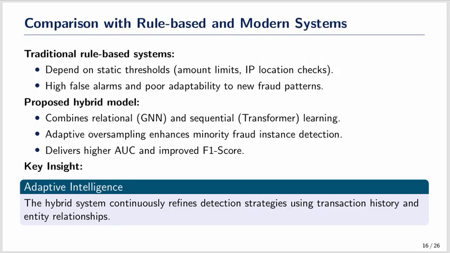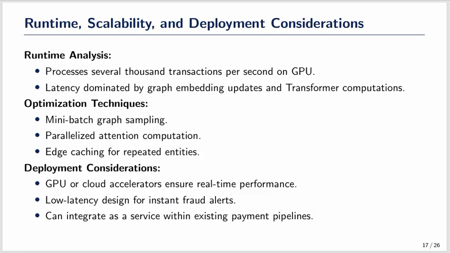The comparison of rule-based and modern systems shows dependence on static thresholds, high false alarms, and poor adaptability to new fraud patterns. The proposed one combines relational and sequential learning, and adaptive oversampling enhances minority fraud instance detection, delivering high AUC and improved F1 scores as well. The hybrid system continuously refines detection strategies using transaction history and entity relationships.